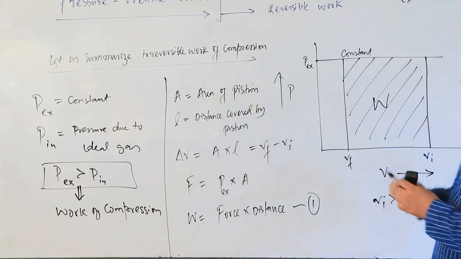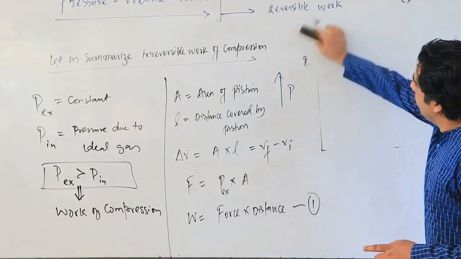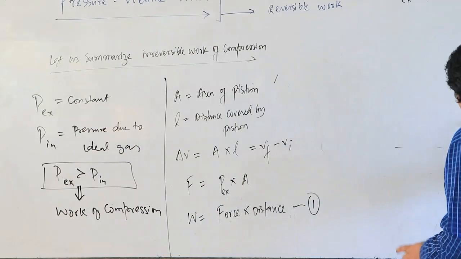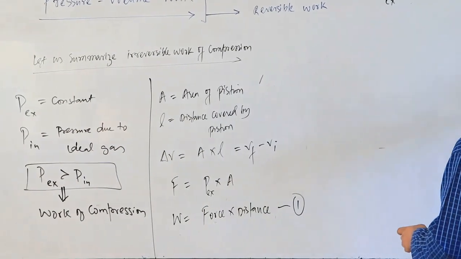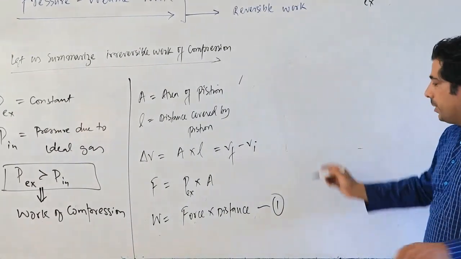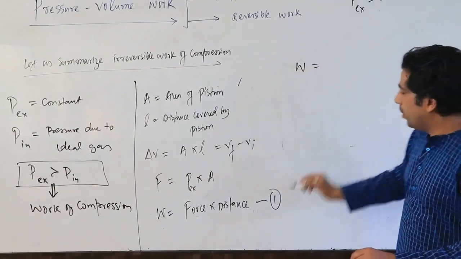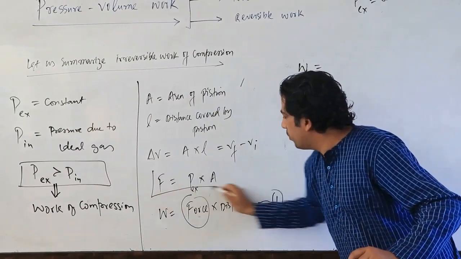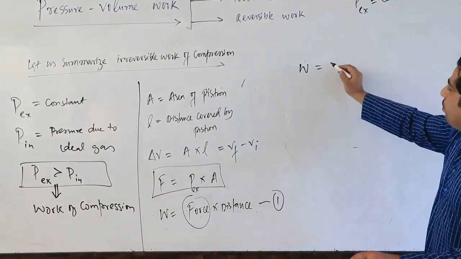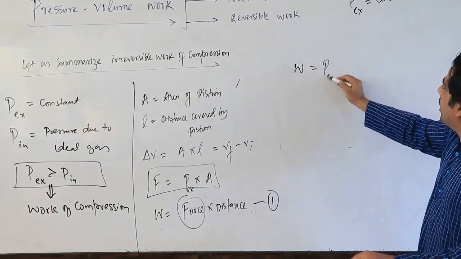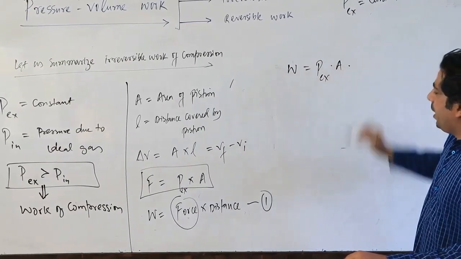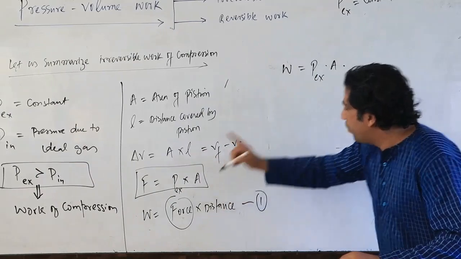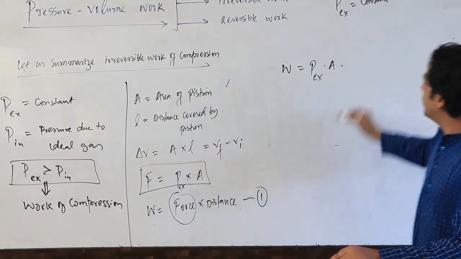So my dear friends, look here. Now work is equal to force times distance, and in place of force I will put P external into A. And in place of distance, I will put the length, the distance covered by the piston.